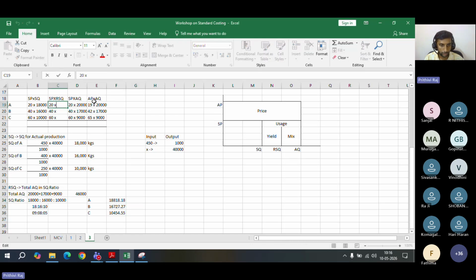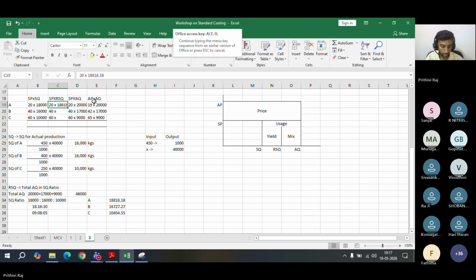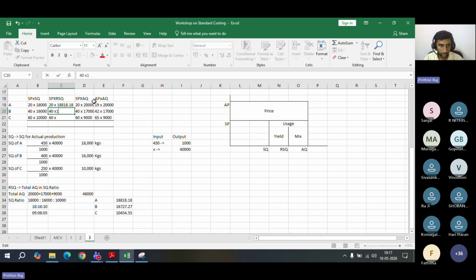I just put it here: 8818.18, 16,727.27, 10,454.55. Just solve this table, complete this table.